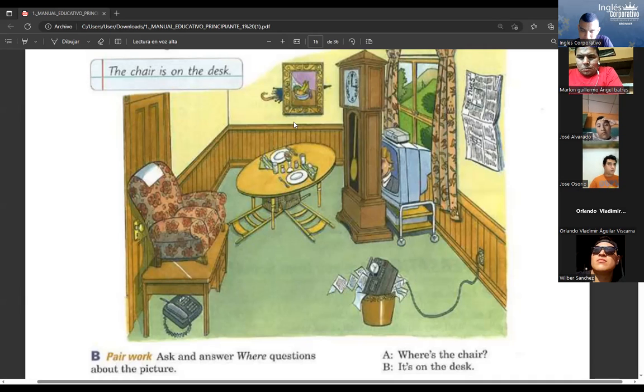Where are the chairs? The chair is under the table. Under the table. Very good. Muy bien. Excelente.